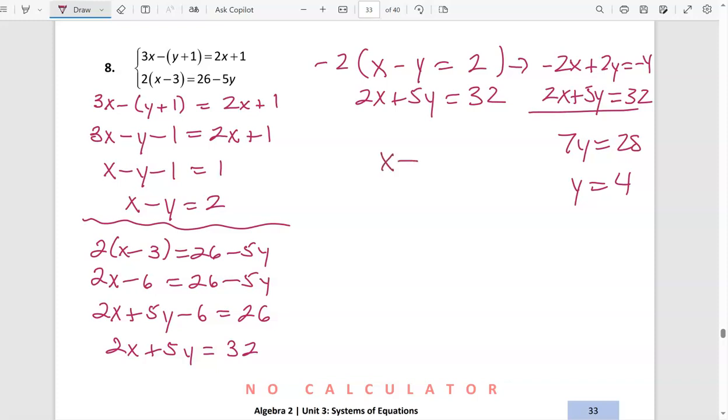I'm going to take that equation, x minus y is equal to 2, and replace the y with 4. And we get x is equal to 6, so our ordered pair solution is 6, 4.